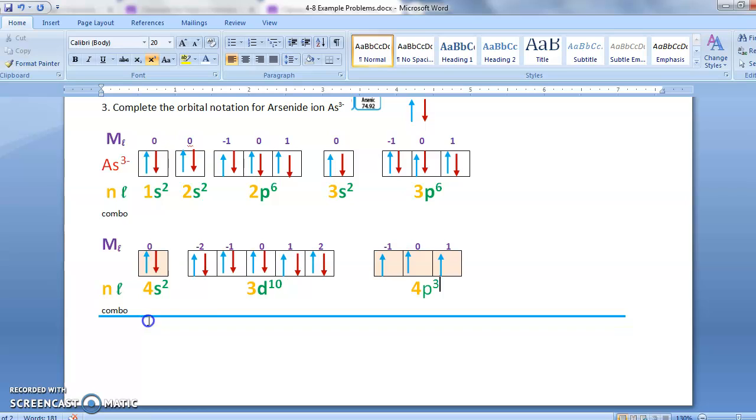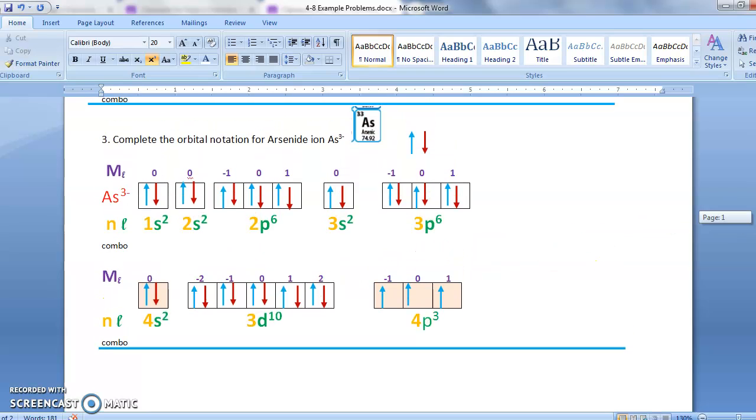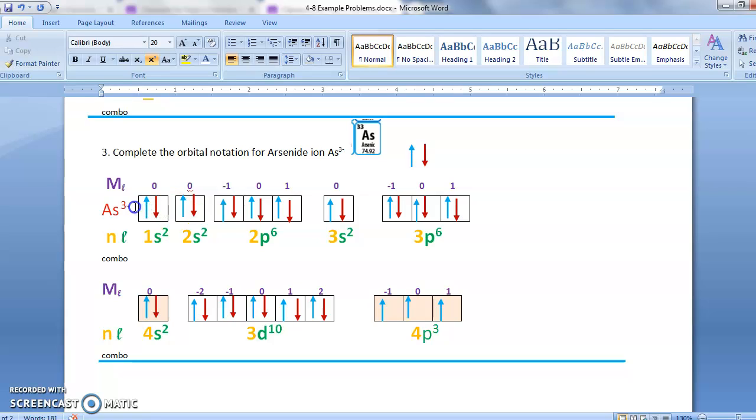Take a look at this for a second. How many valence electrons does arsenic have? Now we haven't done arsenide. I haven't added the 3 extra. This has 33. Arsenide ion has 36. How many valence electrons does it have? Valence electrons are electrons in the outermost level.